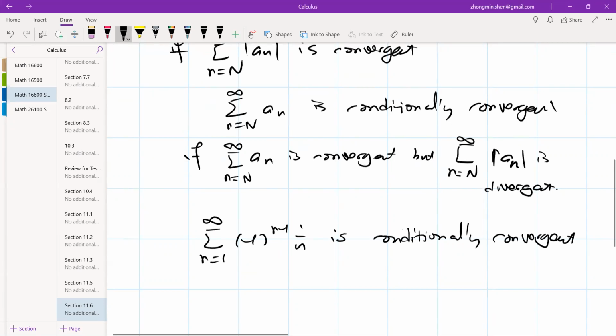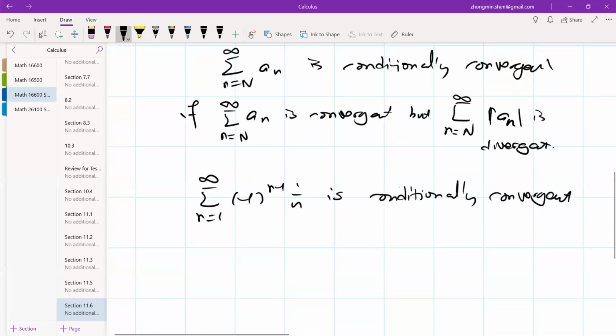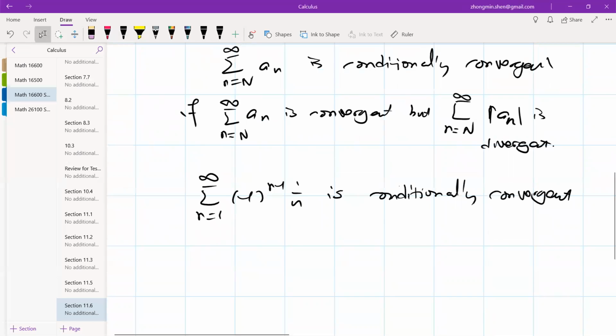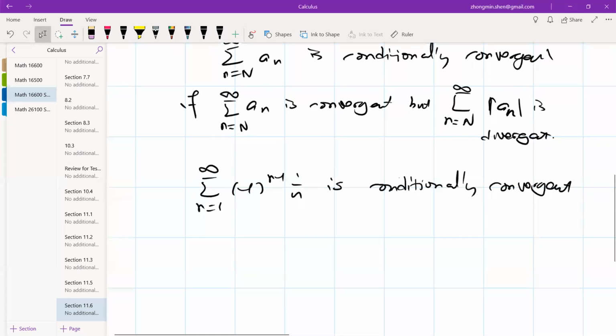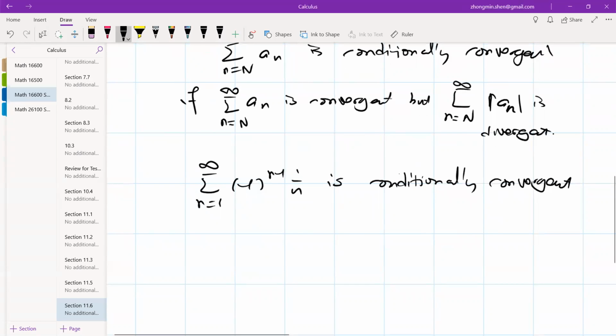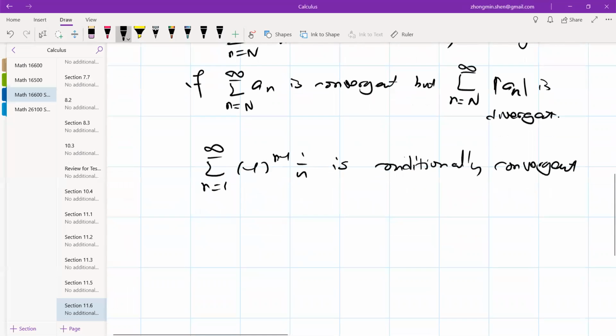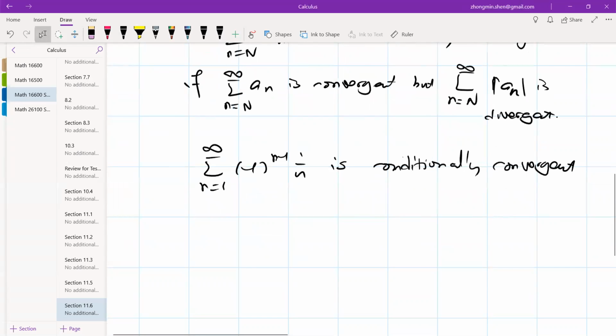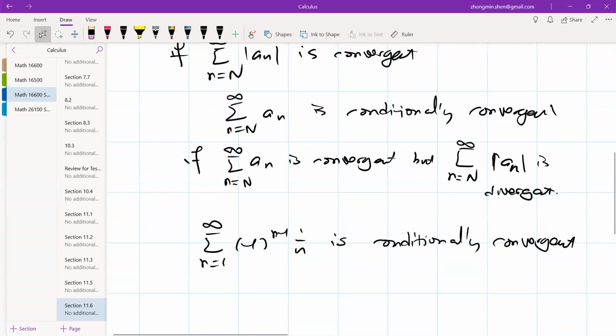This is conditionally convergent. Why? Very simple: if we remove the negative sign, it becomes divergent, but the series itself is still convergent. So conditionally convergent means still convergent, but not strongly convergent. Now, what is useful about the above theorem?